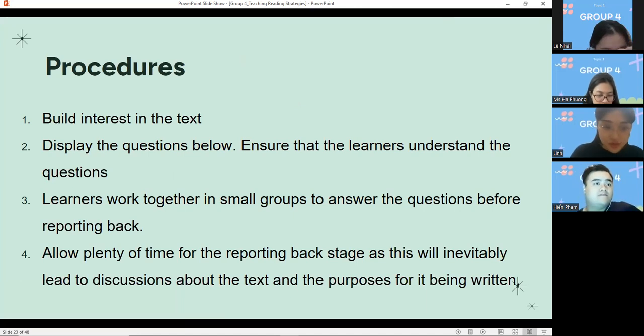To conduct this strategy, we need to, first of all, build interest in the text and then display the questions. In the next slide, I have prepared a sample of questions. So the learners can work together in small groups to answer the questions before reporting back. And allow plenty of time for the reporting back stage, as it will lead to discussion about the text and the purposes for it being written.